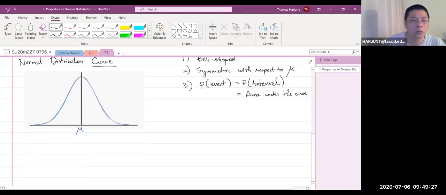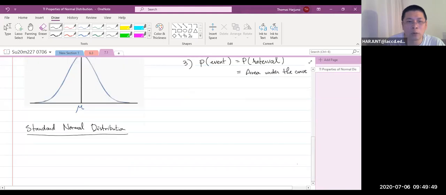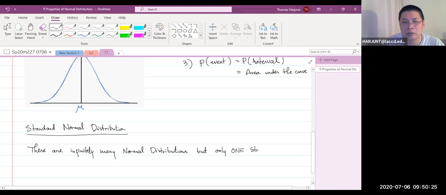Let me start with what we call the standard normal distribution. There are a lot of normal distributions, zillions, infinitely many normal distributions. That's why we don't have all the tables for normal distributions. But there is only one standard normal distribution. Emphasize the words standard normal.